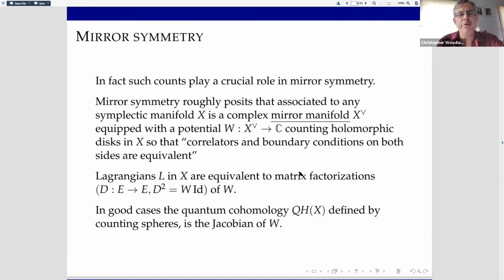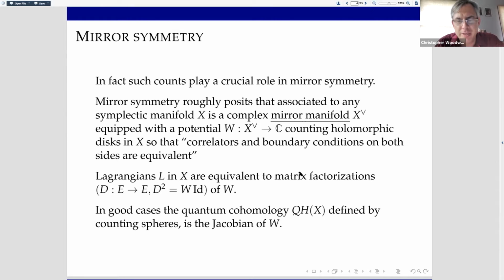There's a more modern viewpoint on what this extremely large amount of information means. Mirror symmetry posits that to any symplectic manifold, there's supposed to be a complex mirror manifold, and this should be equipped with some sort of potential. And this potential counts not holomorphic spheres, but holomorphic disks.